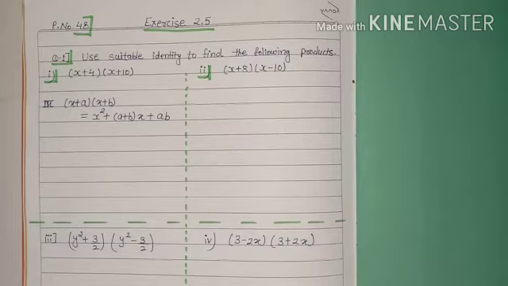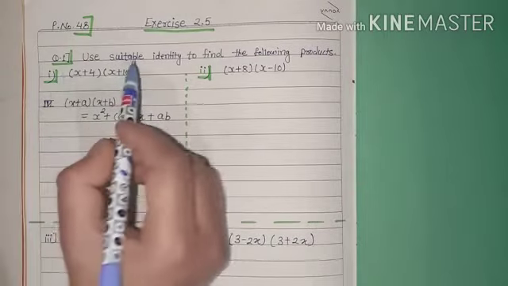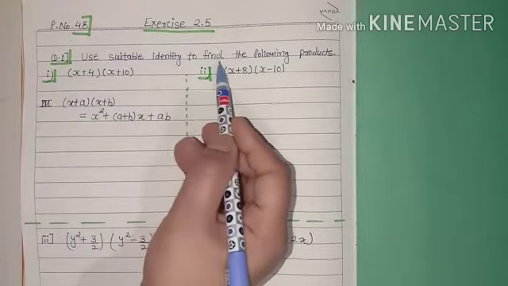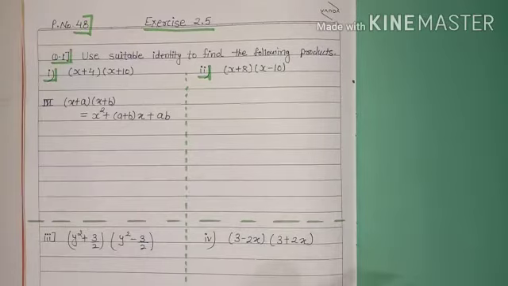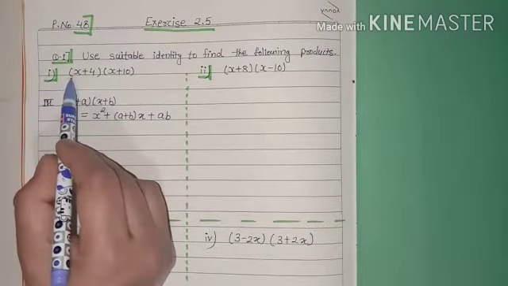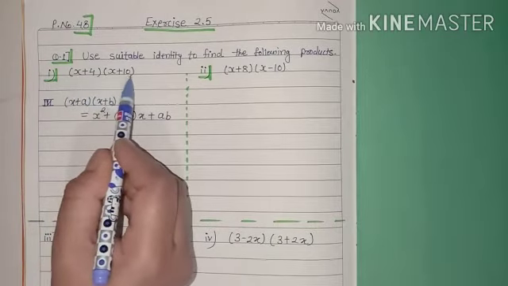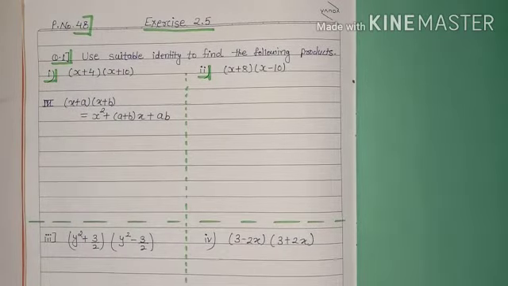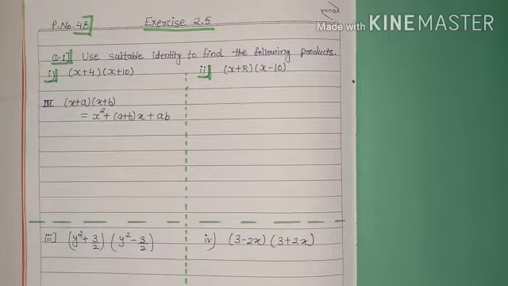Now you have to apply all the identities for solving the questions of exercise 2.5. So let's start. Question number 1 is: use a suitable identity to find the following product. The first part is to find the product of x plus 4 and x plus 10. First you have to think which suitable identity we can use.